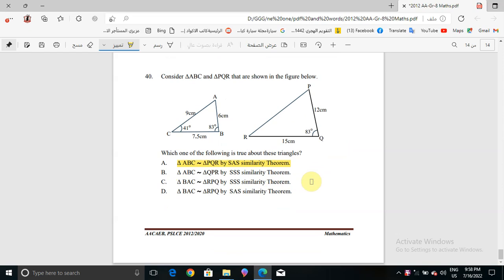Okay, so this was the last answer for question number 40. This is the last answer for the last question in this model. I hope that you benefit from these answers, and inshallah in the coming videos we are going to make more models and we will solve them together.